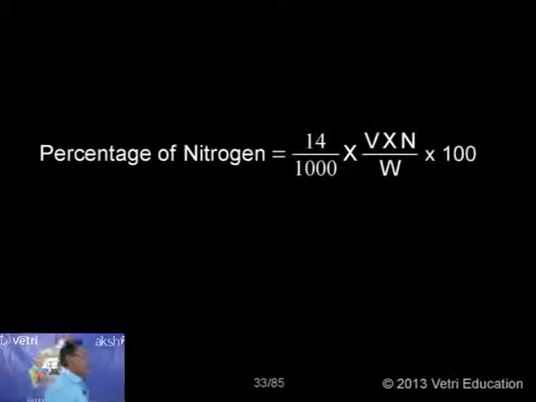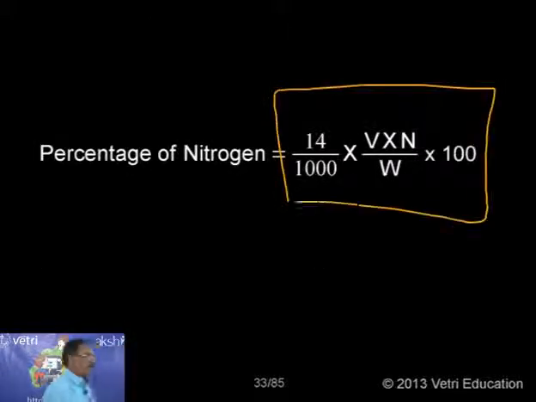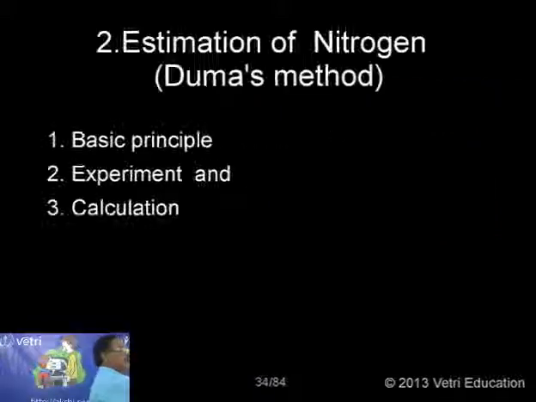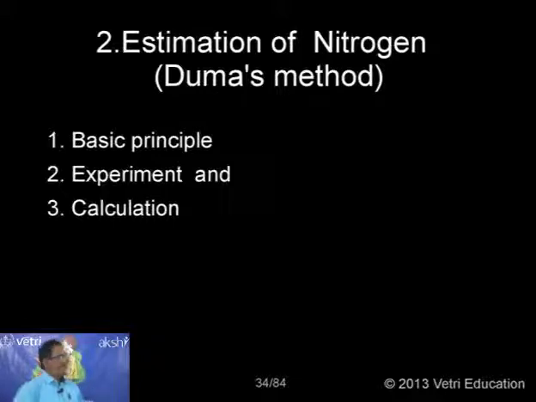Therefore, the percentage of nitrogen is equal to 14 divided by 1000 into V into N divided by W into 100. So that is the percentage of nitrogen. 14 divided by 1000 into V into N divided by W into 100 will give the percentage of nitrogen. Okay, next one. Next I will discuss estimation of nitrogen using the Dumas method.